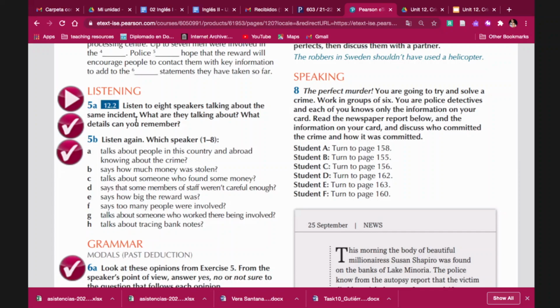Arlette, please, what about letter G? Talks about someone who worked there being involved. Number 6, speaker number 6. Okay, so who do they think was involved? Why do they think that?